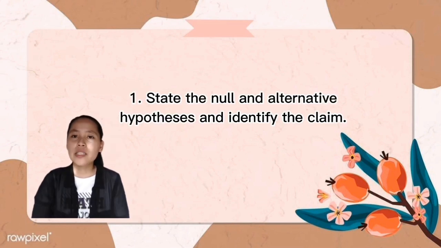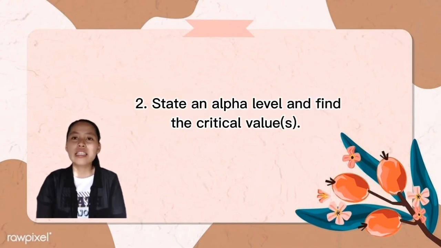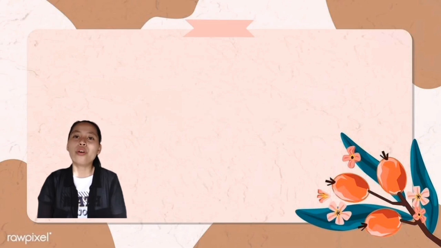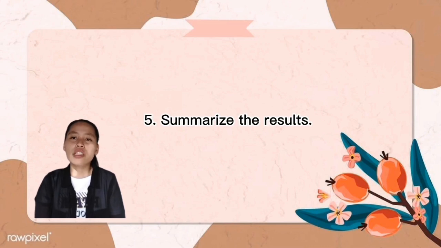All hypothesis testing situations using the traditional method should include the following steps. Step 1. State the null hypothesis and alternative hypothesis and identify the claim. Second, state an alpha level and find the critical values. Third, compute the test value. Fourth, make the decision to reject or not to reject the null hypothesis. And fifth, summarize the results.